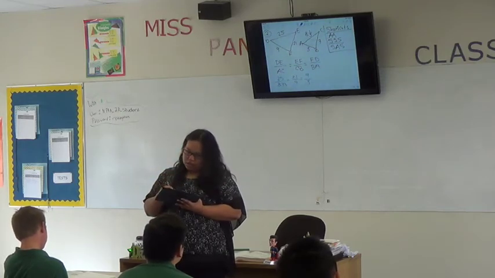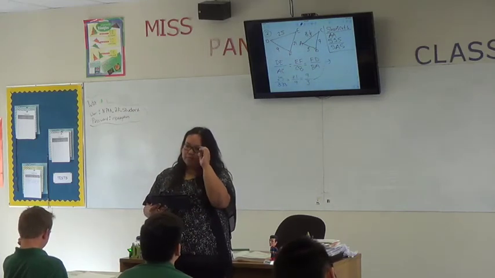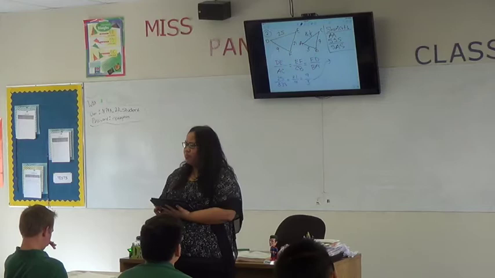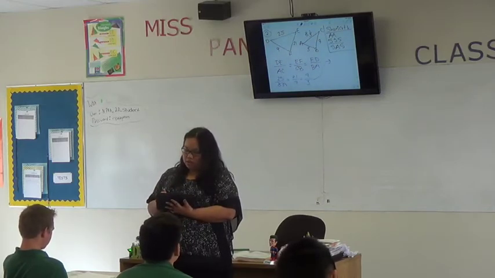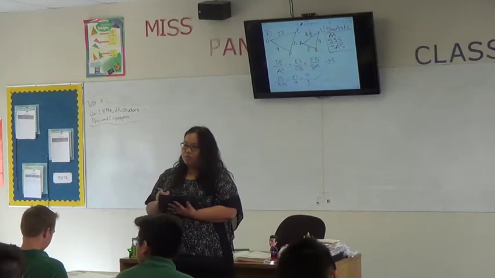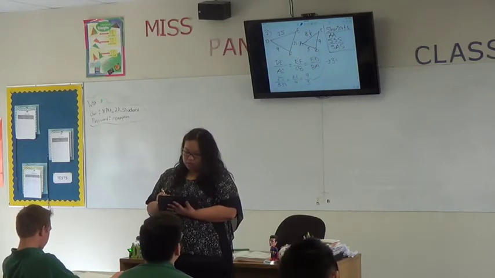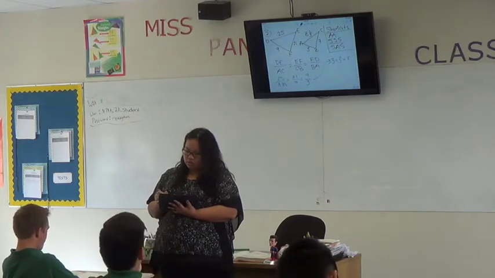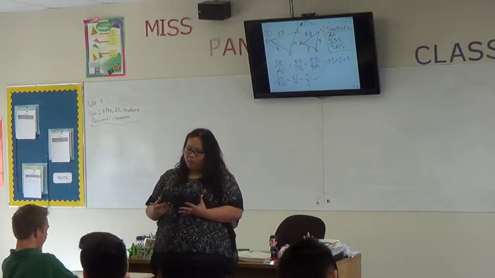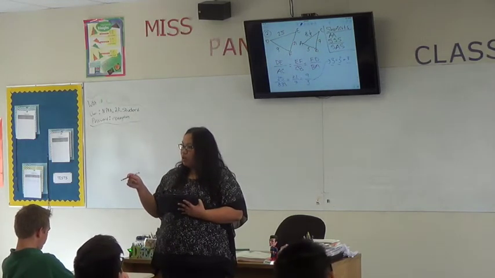Yes? So let's do the math. 25 over 8.33 is 3.00 something, right? So it's 3. We rounded to 3. 21 over 7 is 3. 9 over 3 is 3. So are these all proportionate? Yes.